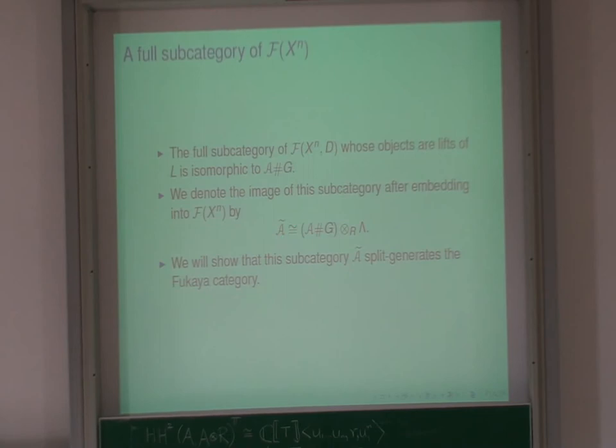We now want to show that this full subcategory split-generates the Fukaya category. What that means is that starting from these objects L, these lifts of this single Lagrangian downstairs, taking cones and formal direct sums, we can get the whole Fukaya category. So let me tell you about that argument.